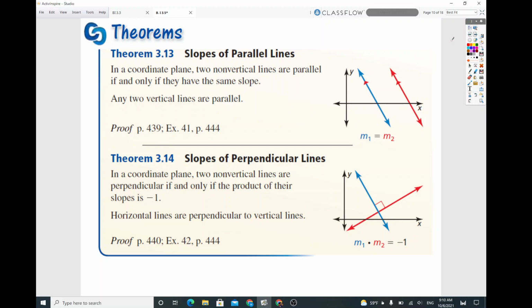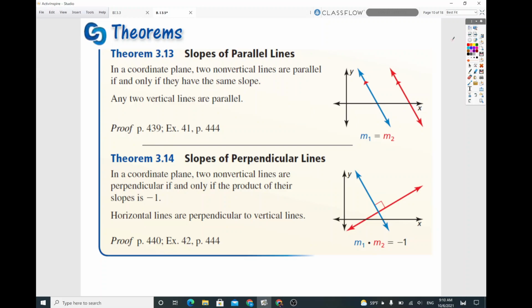Here's another concept I would like to go through today. Theorem 3.13, slope of parallel lines. In the coordinate plane, two non-vertical lines are parallel if and only if they have the same slope. Any two vertical lines are parallel, so normally they have the exact same slope.